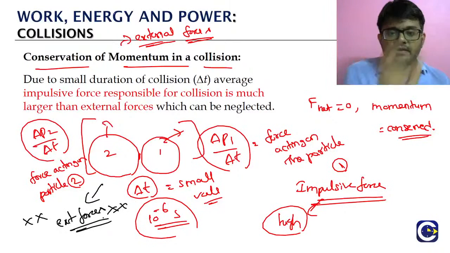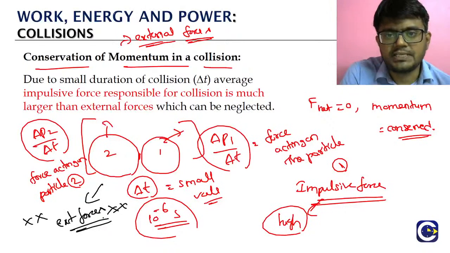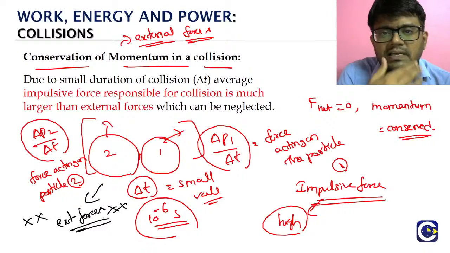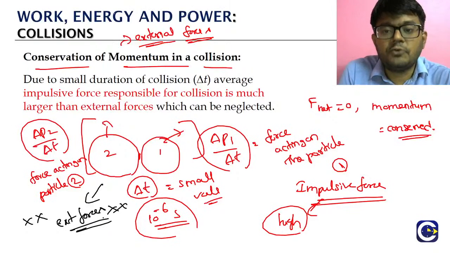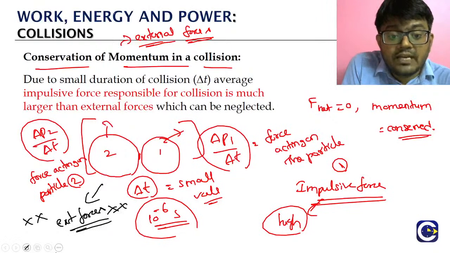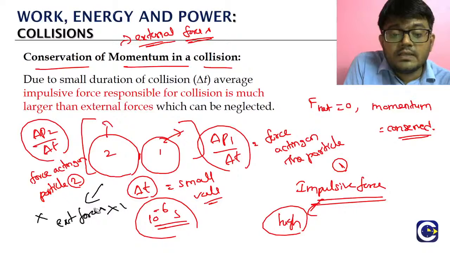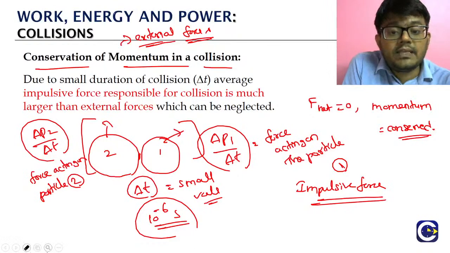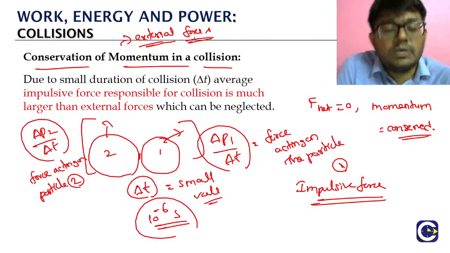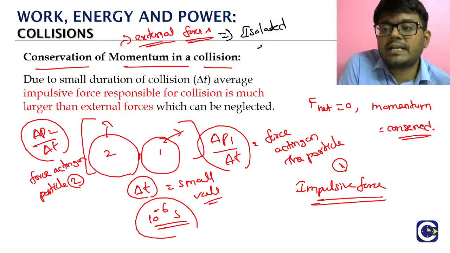Take one object. On that object, let us say the impulsive force is in the range of 10 power 6 newtons. Just think about it: impulsive force in the range of 10 power 6 newtons. What is the gravitational force? Maybe 500 newtons, 600 newtons. So the influence of the external forces acting on the objects during the collision time can be neglected, because in comparison to the impulsive forces, the value of the external force will be considerably less. That is how we are going to consider the collision as an isolated event.